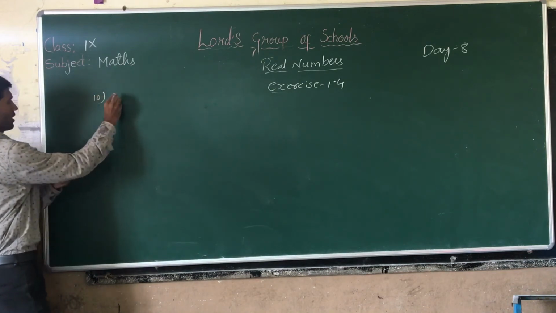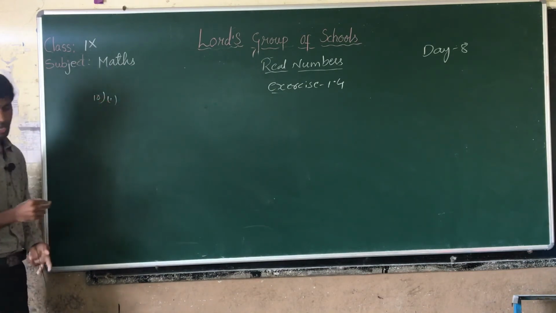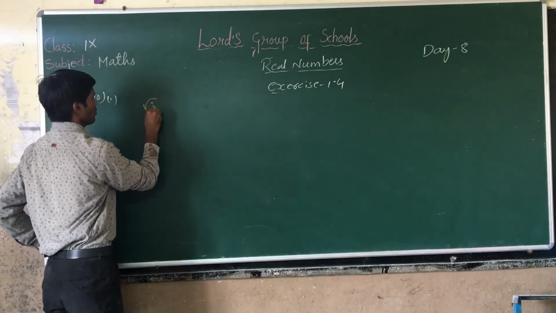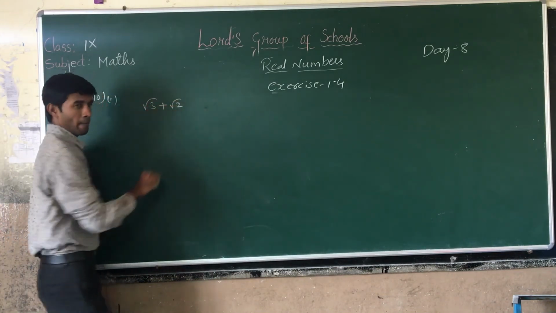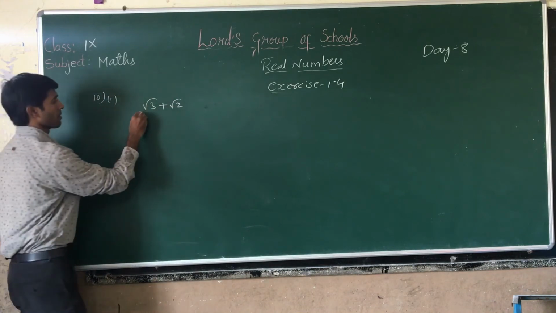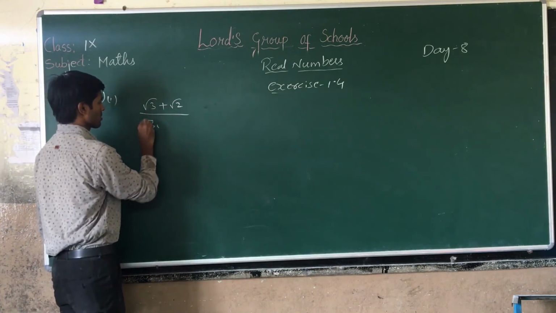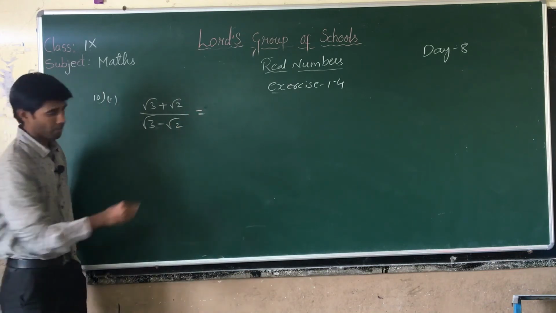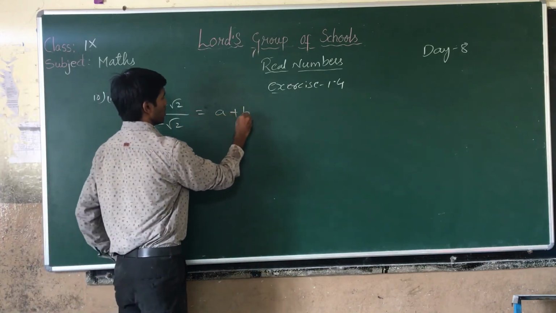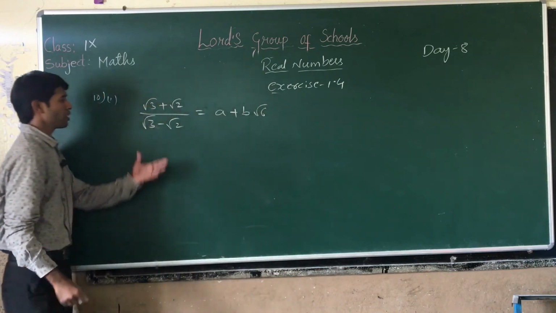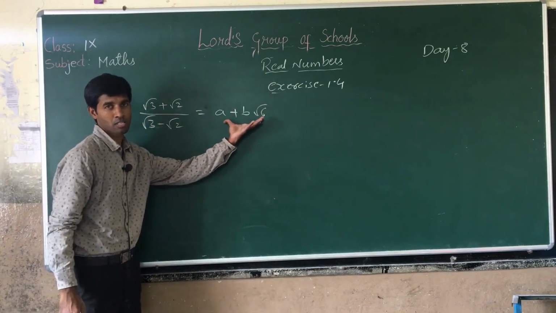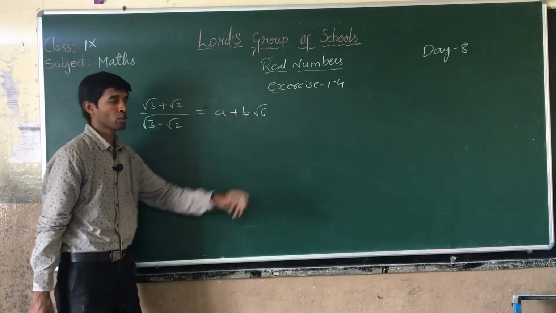Tenth bit, first one. Here also we have to do the rationalization. Root 3 plus root 2 by root 3 minus root 2 is equal to a plus b root 6. When you rationalize this, you will get it in the form of a plus b root 6. Afterwards, we have to find out the a value and b value.